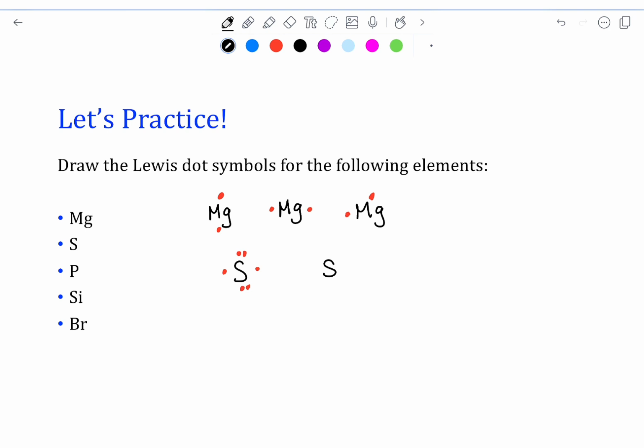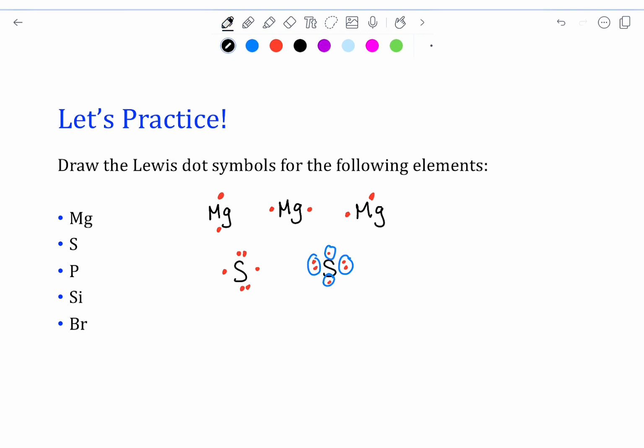Again, a totally acceptable version of this would be 1, 2, 3, 4, 5, and 6, as well as any variation of that, as long as you're showing 2 paired up electrons. I probably shouldn't use dots because that would get confusing. 2 paired up electrons and 2 unpaired electrons.